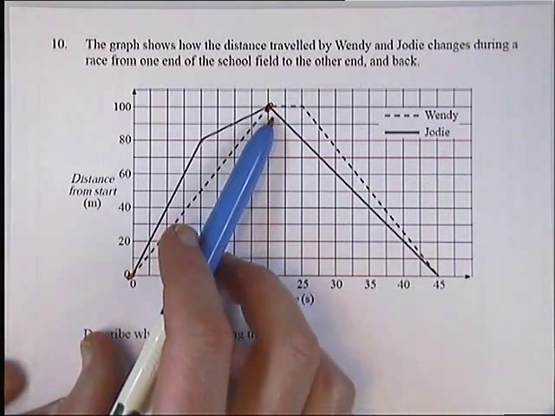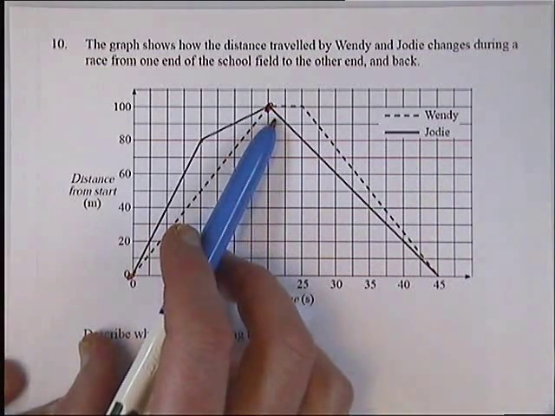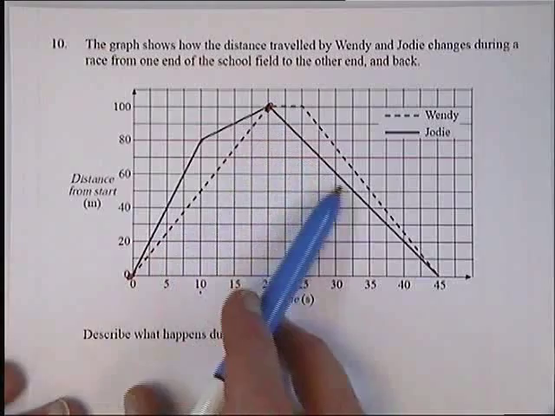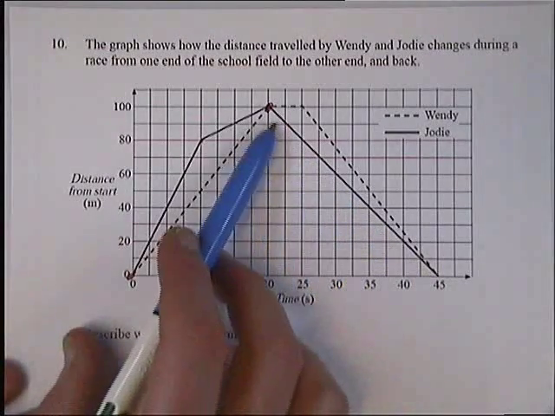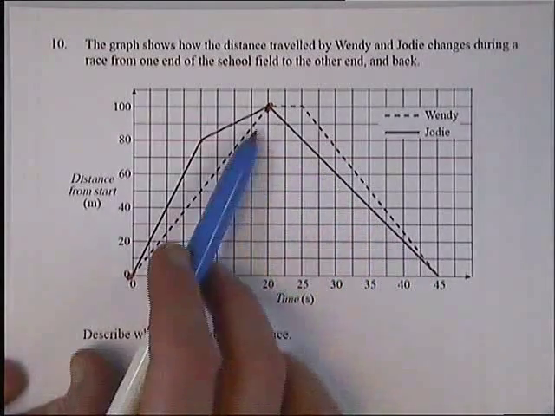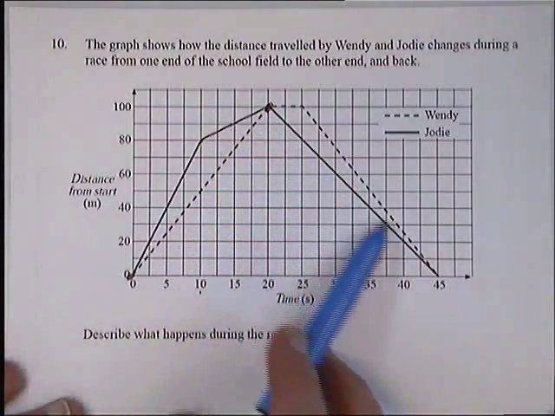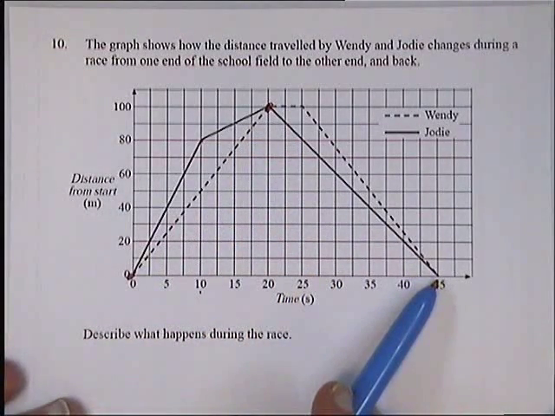Then Jodie immediately starts running back again. We can see that down here. The line is the same steepness, the same gradient all the way, so she runs straight back to the other end of the field where she started, all at a constant speed.